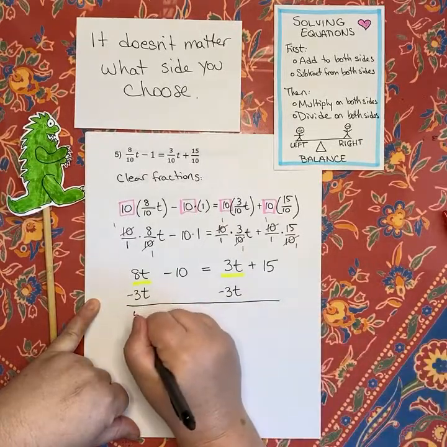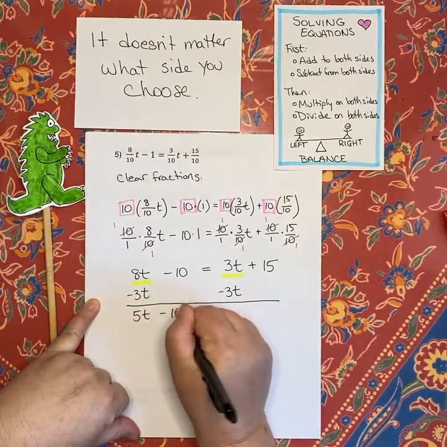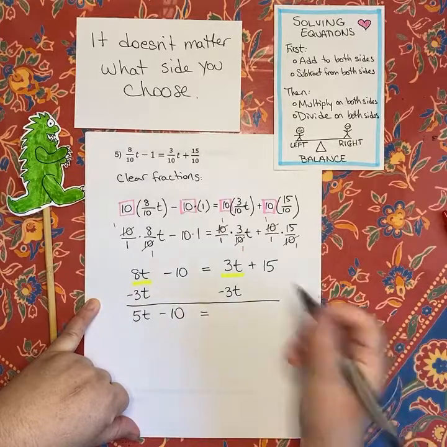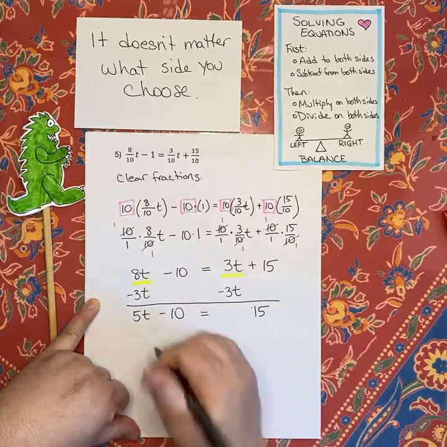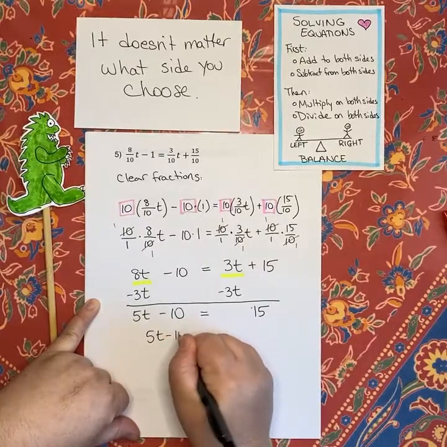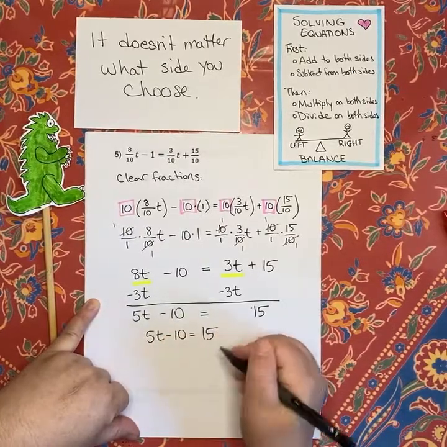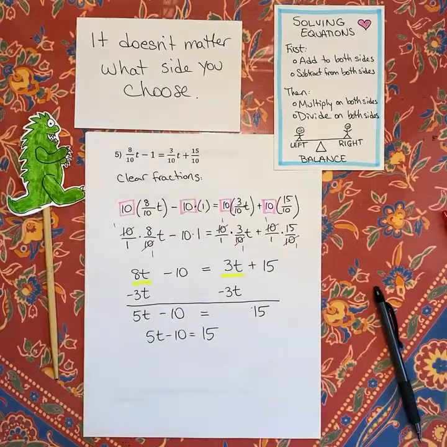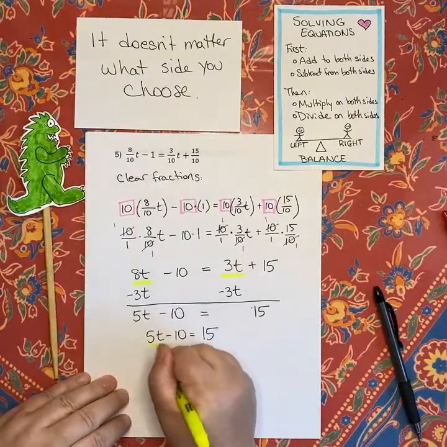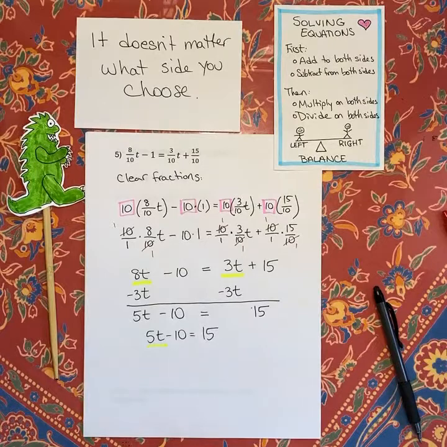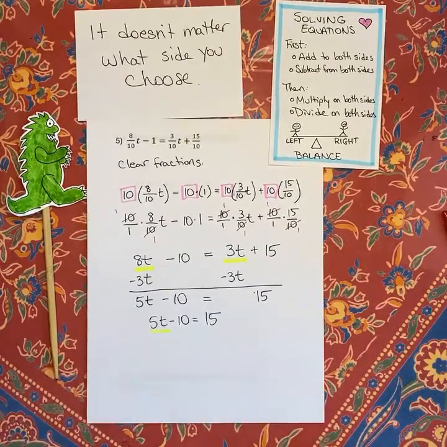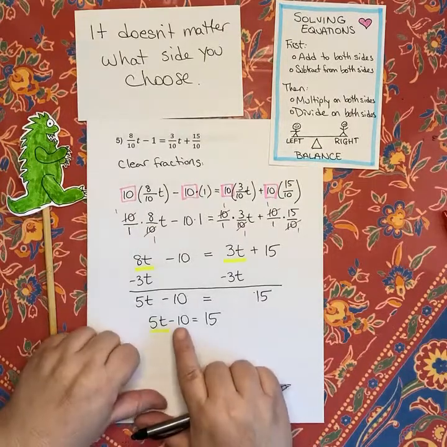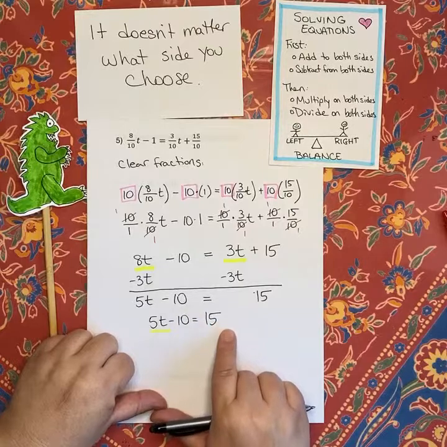And then I get, let's see, 5t minus 10 equals, this zeroes out, so I've just got the 15. So 5t minus 10 equals 15. Nice. My variables are all together having their happy little variable family reunion. And then I want to give the same happiness to the constants, or the numbers. So I want to move this minus 10 over to the number side.